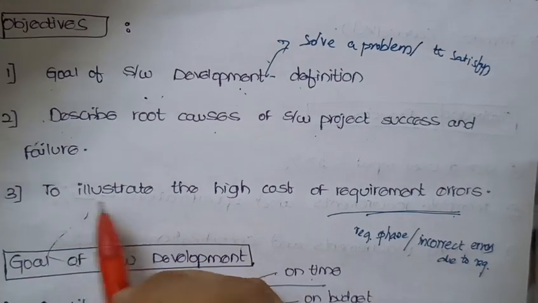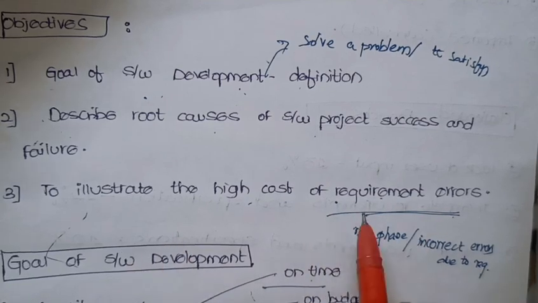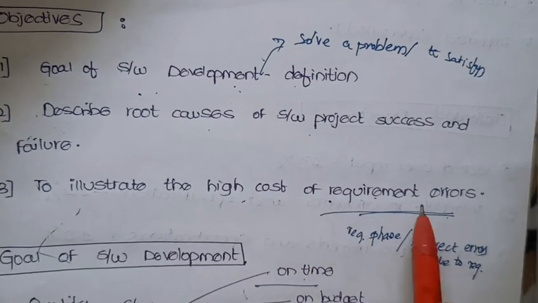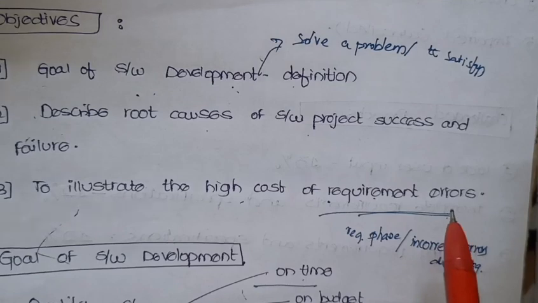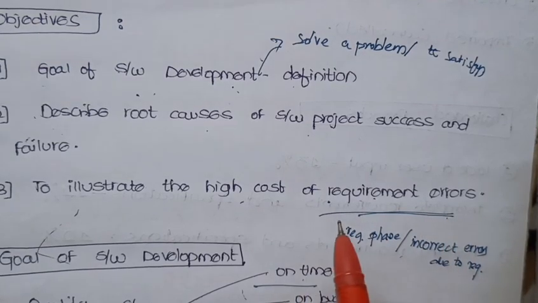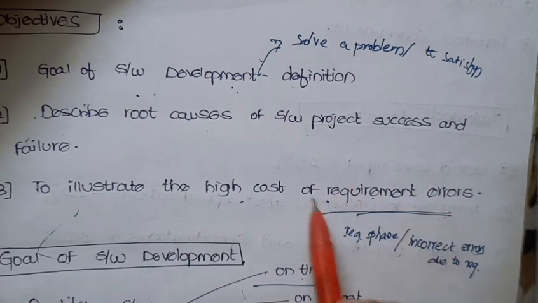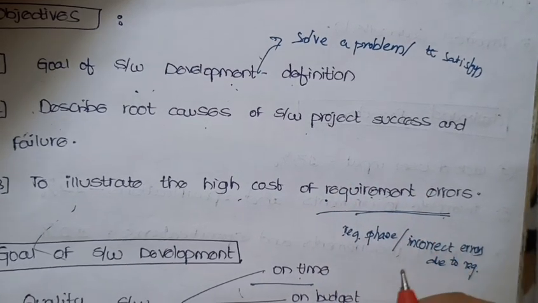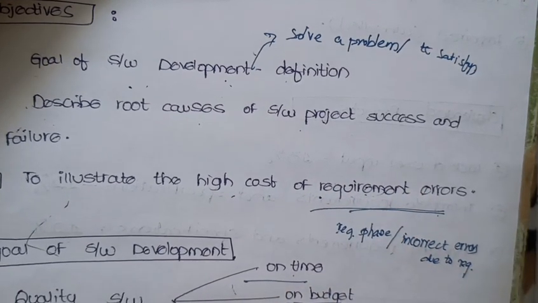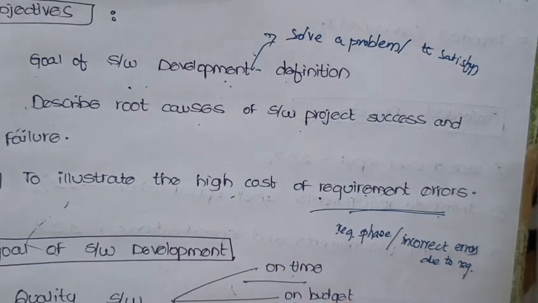The third one is to illustrate the high cost of requirement errors. So what are requirement errors? Basically, requirement errors are errors due to incorrect requirements, that is, requirement phase errors which are caused in the first phase of the SDLC. It may be due to incorrect requirements or how we understood the requirements.